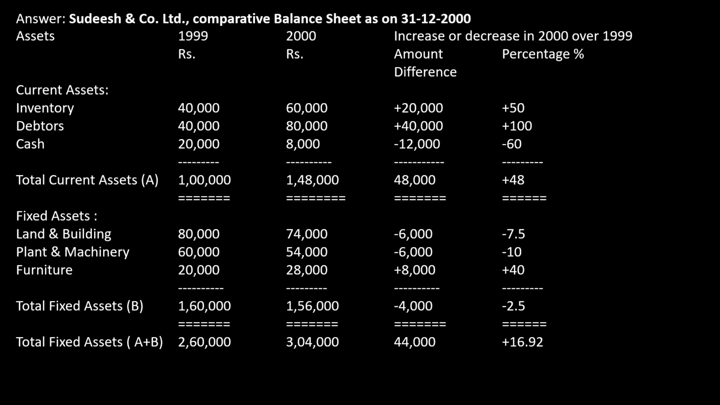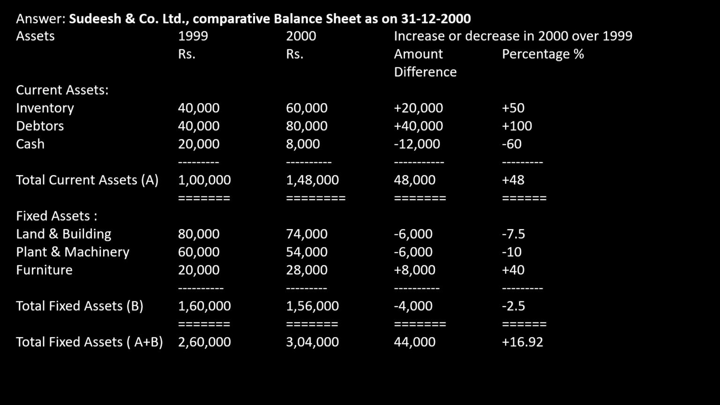The same you do for fixed assets. Land and building was earlier 80,000. Now it has become 74,000. There's a decrease in land and building. How much is the decrease? 6,000. 6,000 divided by 80,000 into 100 is minus 7.5. So I know my current assets. I know my fixed assets. Then I total and add them together.